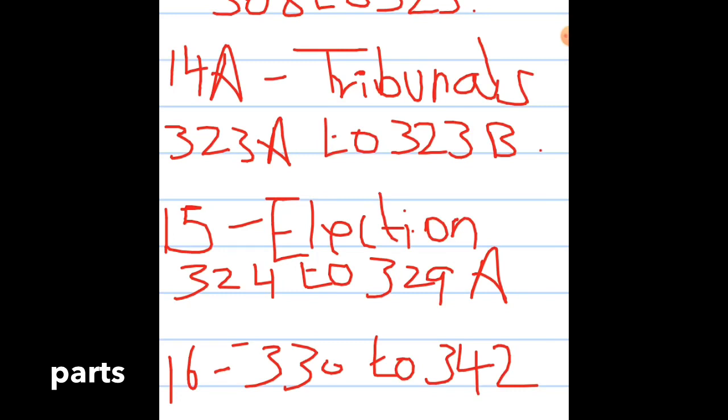The next part, Part 17, deals with Official Language: languages of the Union, regional languages, languages of the Supreme Court, High Courts, and so on. These special directives are in Part 17 of the Indian Constitution, which deals with Articles 343 to 351.